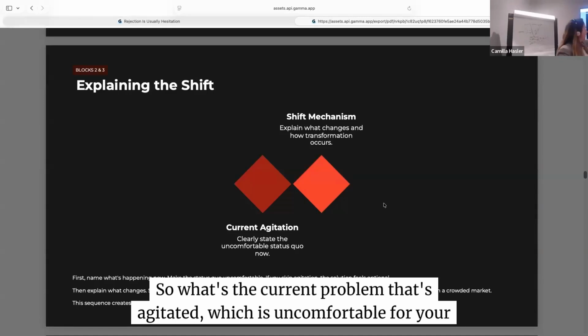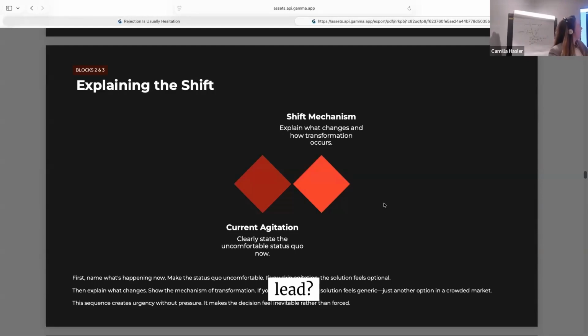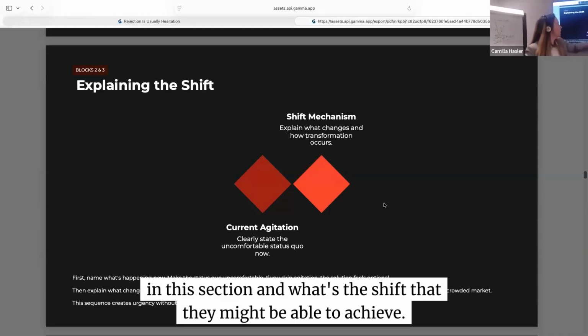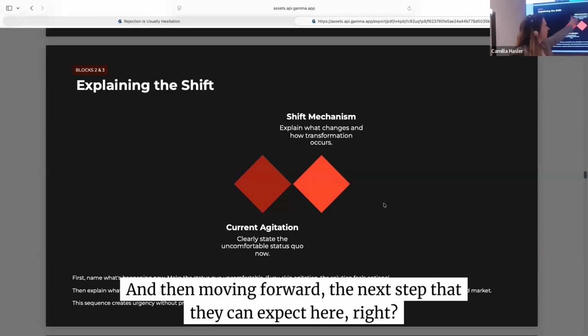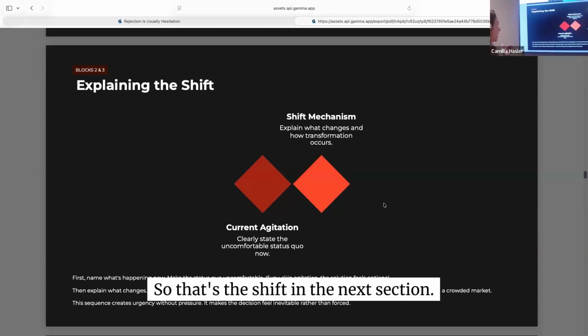So what's the current problem that's agitated, which is uncomfortable for your lead in this section? And what's the shift that they might be able to achieve? That's what might be uncomfortable to your buyer now. And then moving forward, what is the next step that they can expect here, right? So that's the shift in the next section.